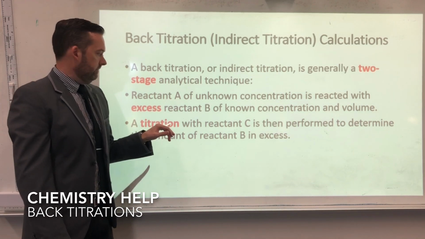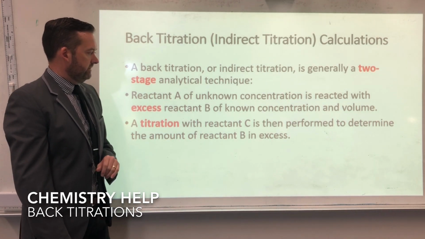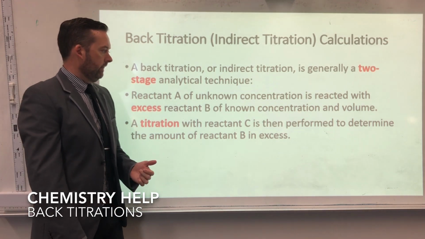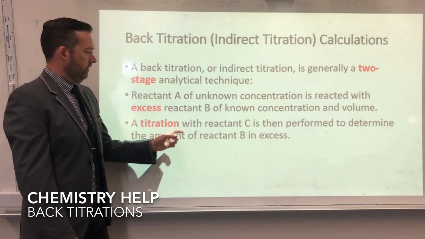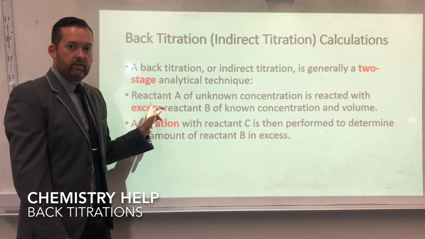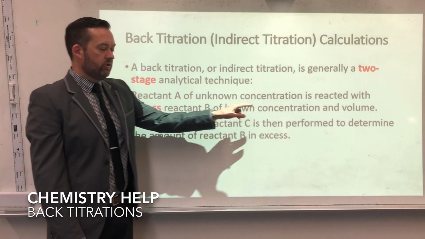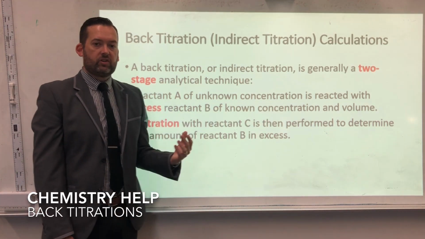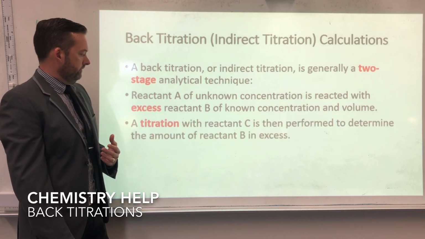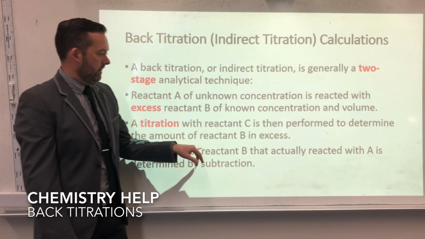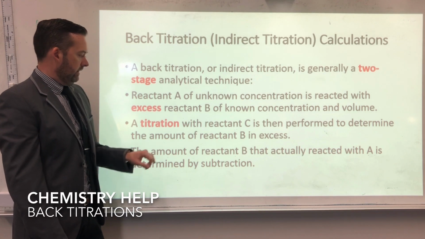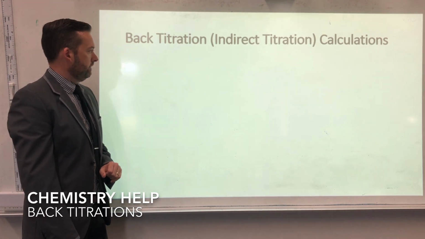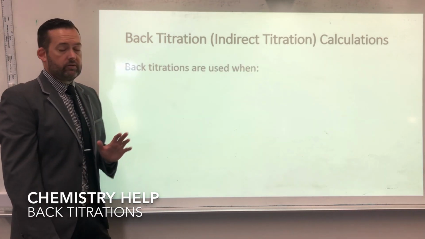Then, the next step is we do a titration with reactant C. So that's a third reactant. That's performed to determine the amount of the excess. And if we know the excess and we know the original amount, we can do a subtraction. And what we do is we can figure out the amount of B that is actually reacted with A by subtraction. So that's important.